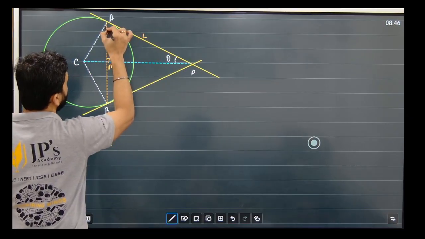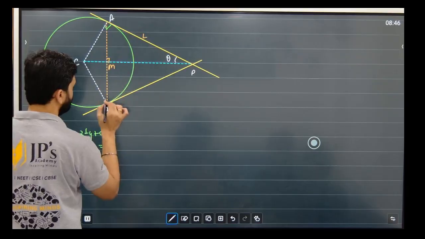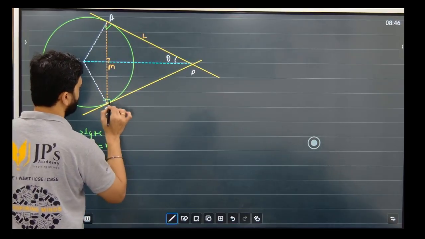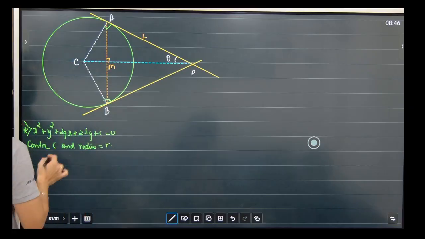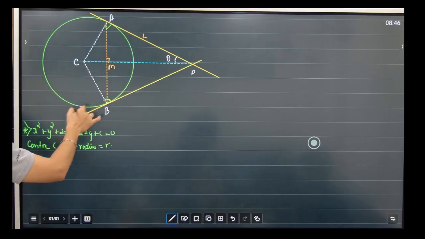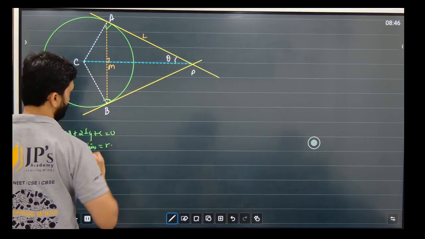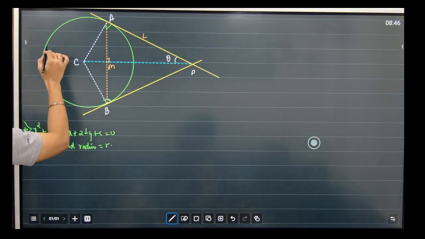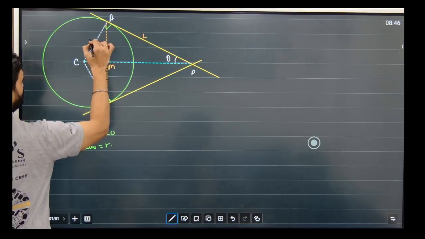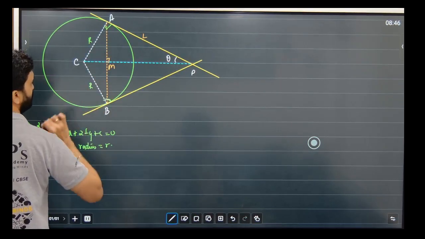See, this is 90 degree. This is 90 degree because it is a tangent. From the center of the circle, the radius is drawn to the tangent. This is the perpendicular distance. So I will take this radius as r. This radius is r.